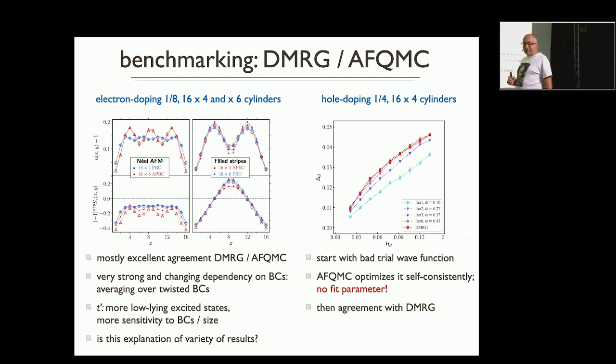is the one which I found very interesting about the benchmarking. This is a result, again, we cannot go into all the details here. The open and filled symbols are DMRG versus AFQMC. They sit almost on top of each other except here, but it's still the same shape of the curve. What turns out is that the dependence of the results on boundary conditions, like periodic versus antiperiodic, is very, very strong. So our numerics ultimately became possible because we averaged over twisted boundary conditions. This strong sensitivity might also explain why numerical results in the past have been so different.